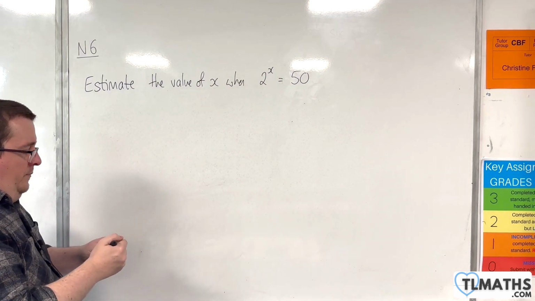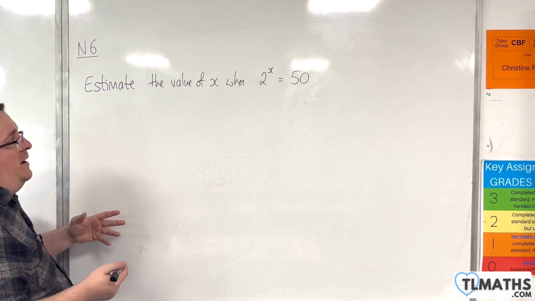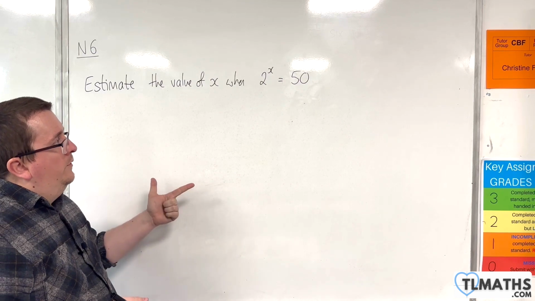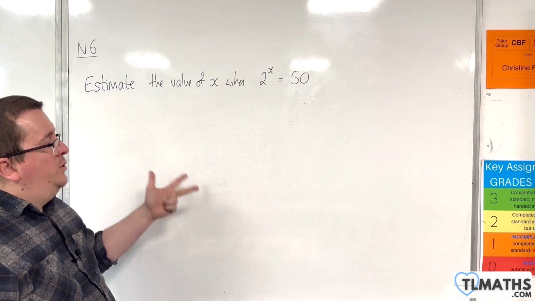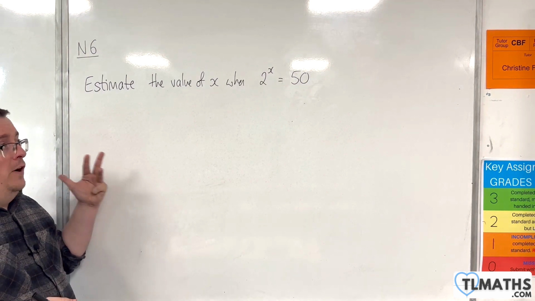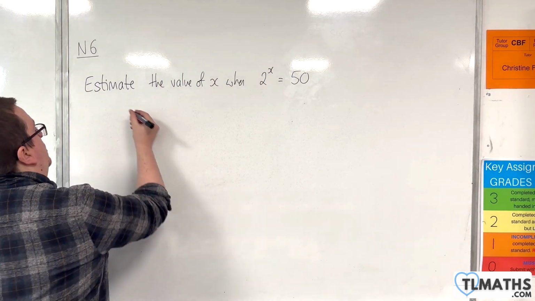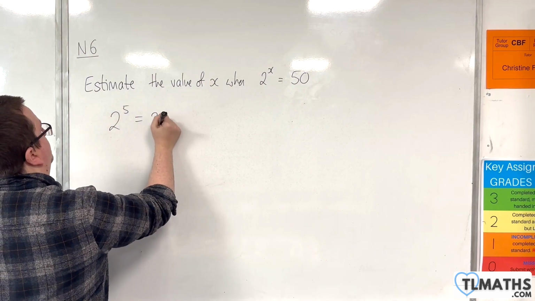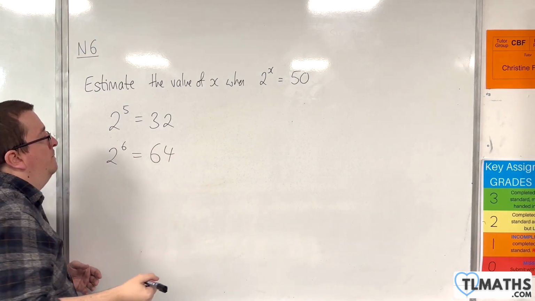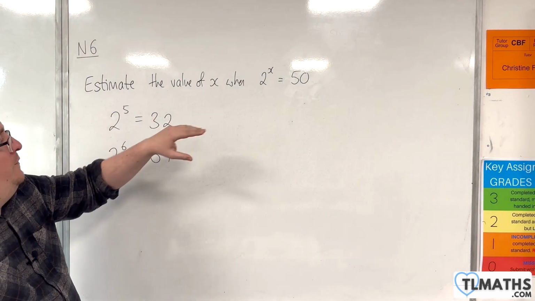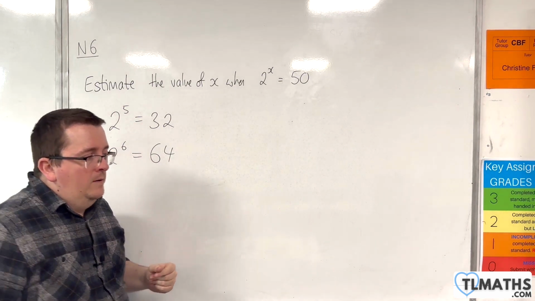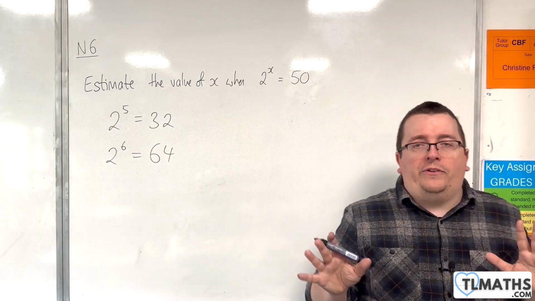So, first of all, let's think about our powers of 2. So we've got 2 to the 1, 2 squared is 4, then 2 cubed is 8, then 2 to the 4 is 16, then 2 to the 5 will be 32, so 2 to the 5 is 32, and then 2 to the 6 will be 64. So that means that because 50 is between 32 and 64, the x has to be between 5 and 6. Okay, so it's somewhere between 5 and 6.